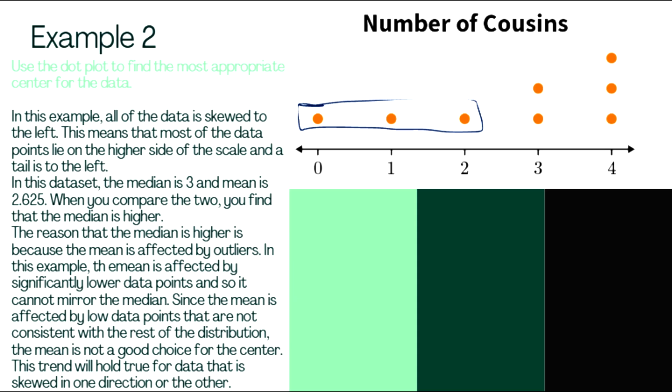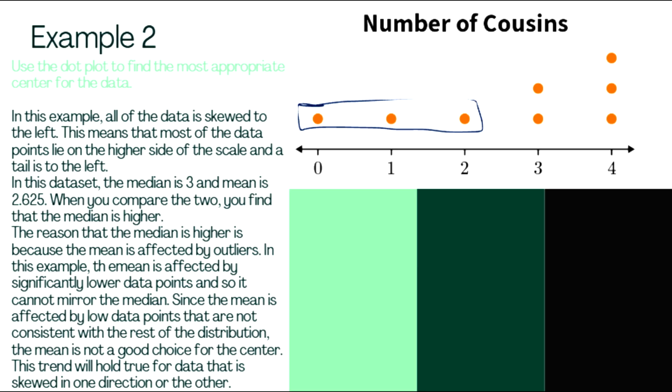In this data set, the median is 3 and the mean is 2.625. When you compare the two, you find that the median is higher. The reason that the median is higher is because the mean is affected by outliers. In this example, the mean is affected by significantly lower data points, and so it cannot mirror the median. Since the mean is affected by low data points that are not consistent with the rest of the distribution, the mean is not a good choice for the center.